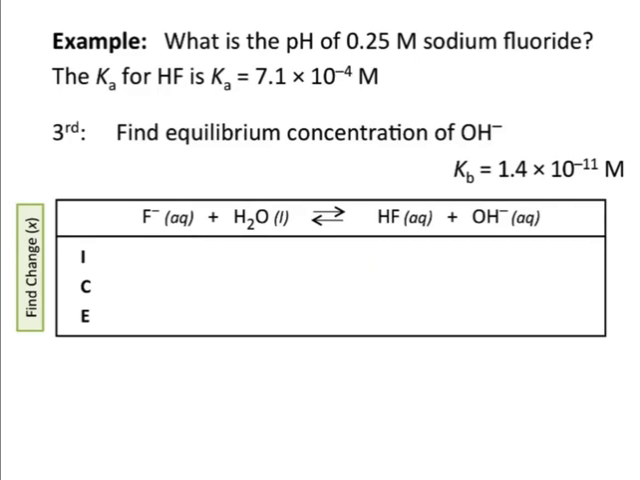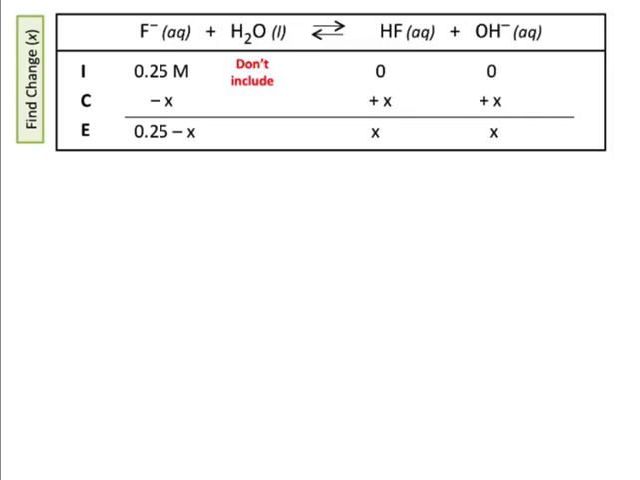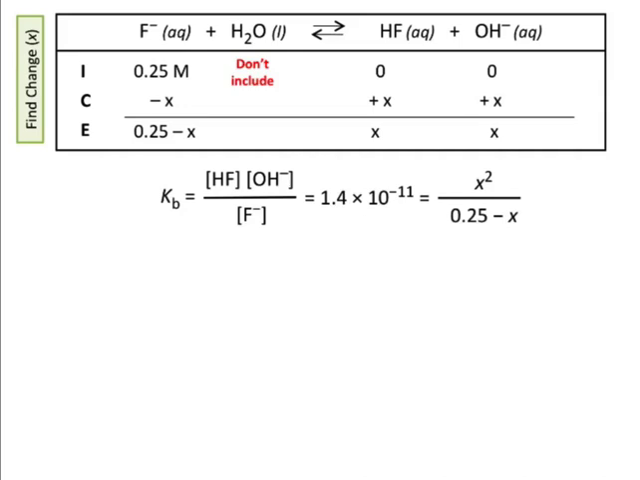You're going to put this in an icebox. Here are the initial concentrations. We just start with the fluoride and 0 of the other two. It's shifting to the right. Here's the equilibrium line. Now we're going to do just like we've done so many times before. We take this equilibrium line and plug it into the form of the equilibrium constant expression, in this case Kb, because this is the base dissociation equation. Plug that in. Great, now we need to solve for x.